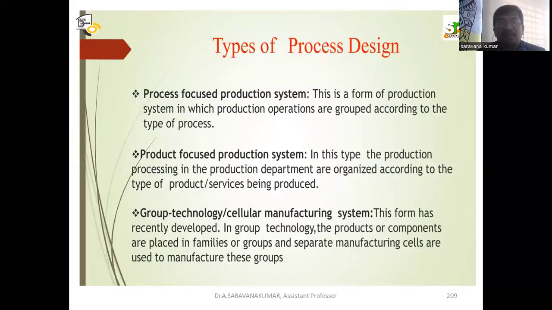So what are the types of process design? Process focused production system: this is a form of production system in which production operations are grouped according to the type of process. Product focused production system: in this type, the production processing in the production departments is organized according to the type of product or services being produced. Then group technology and cellular manufacturing system. This form has recently developed in group technology. The products or components are placed in families or groups, and separate manufacturing cells are used to manufacture these groups.